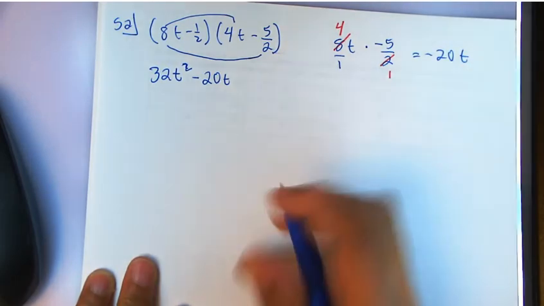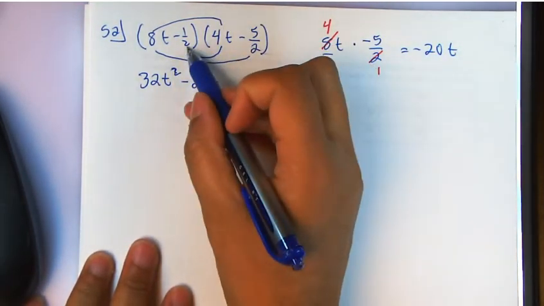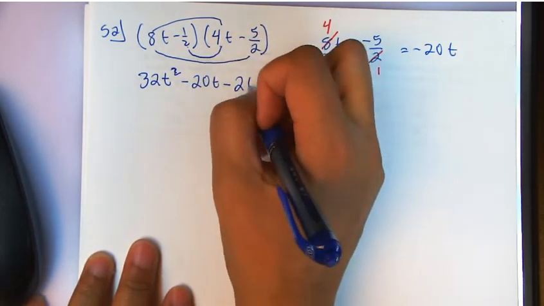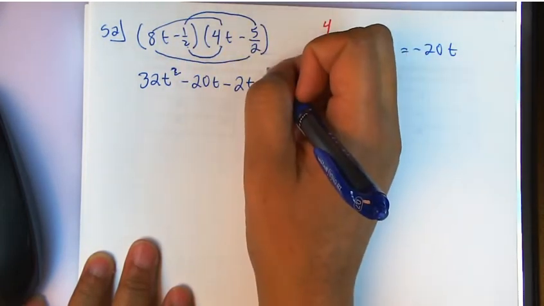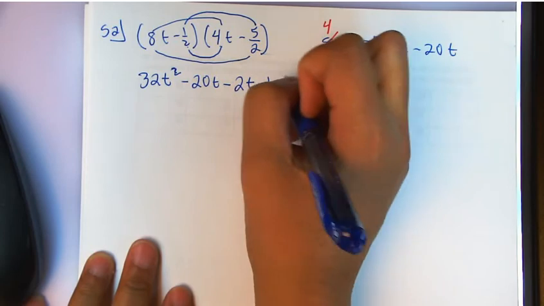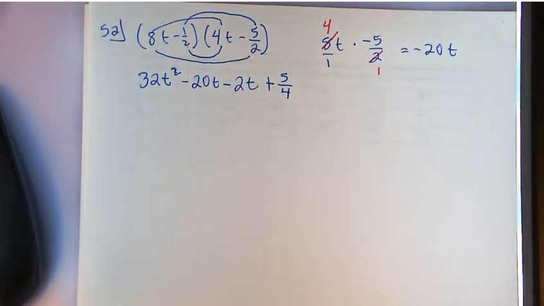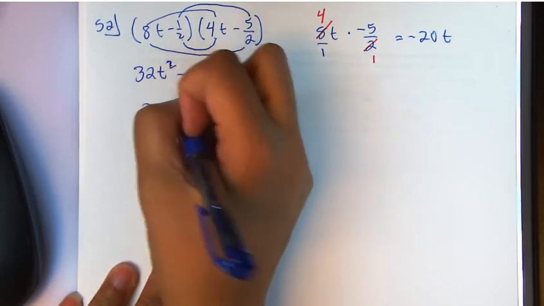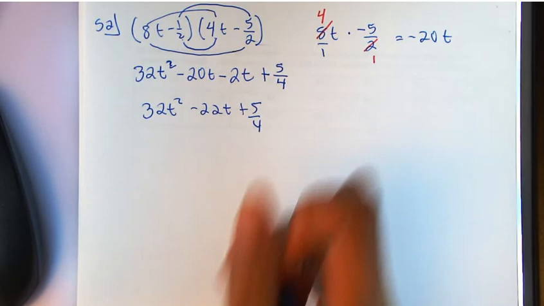Now let's do inner. Inner, negative half of 4. Well, half of 4 is 2, so negative would be negative 2, and then the t goes along for the ride. Then last, negative half and a negative 5 over 2 is a plus 5 over 4. I hope you pushed pause and tried it before I did it. So let's combine like terms. End up with 32t squared minus 22t plus 5 over 4. It wasn't that bad.